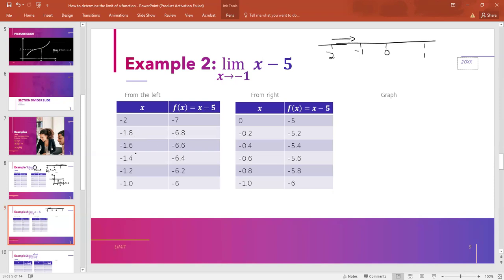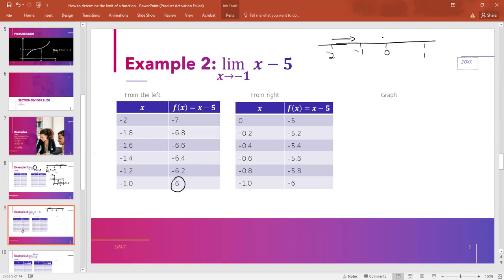So you go gradually and you do the same process until you get to minus 1.0. You replace wherever you have x here by minus 1 and the answer is minus 6. You see, from the left, the value of the function at the point minus 1 is minus 6.